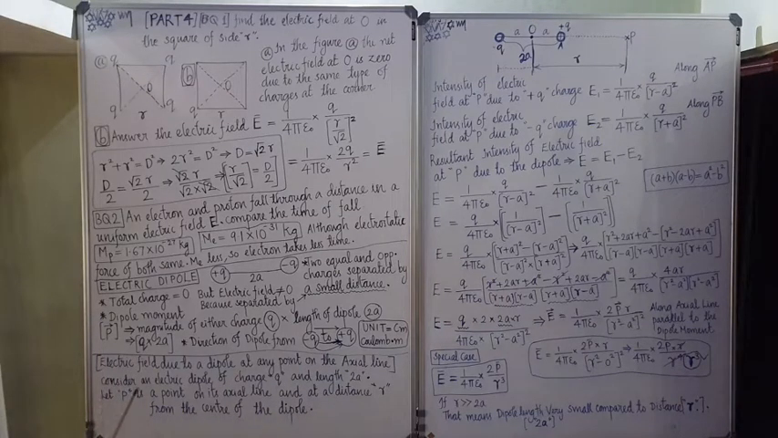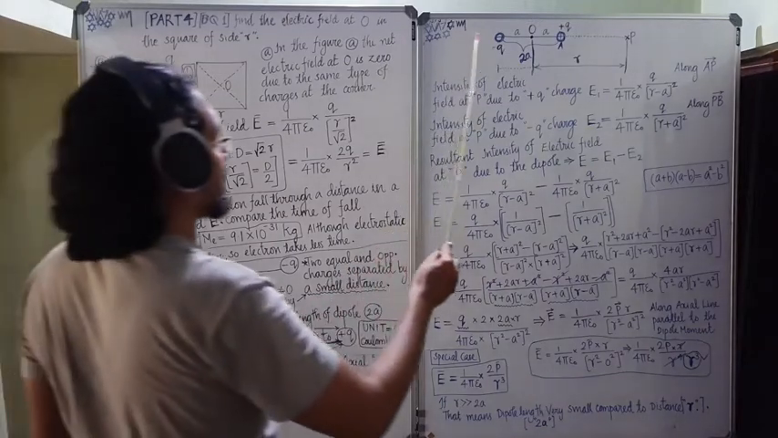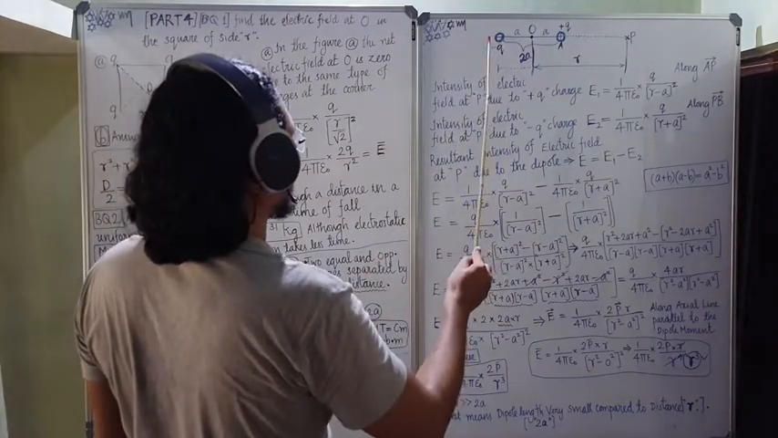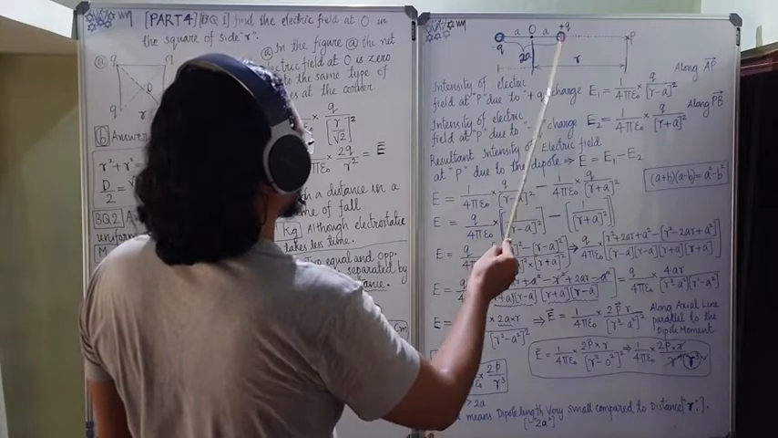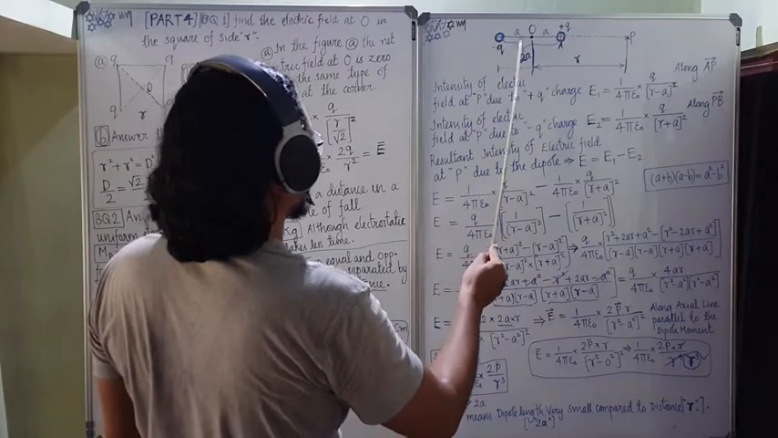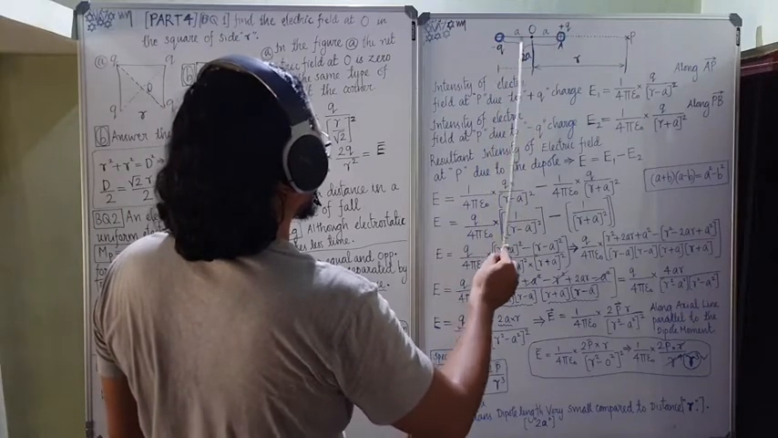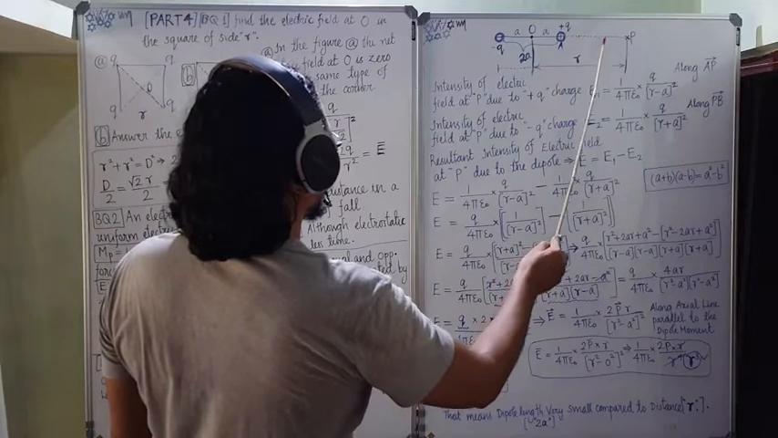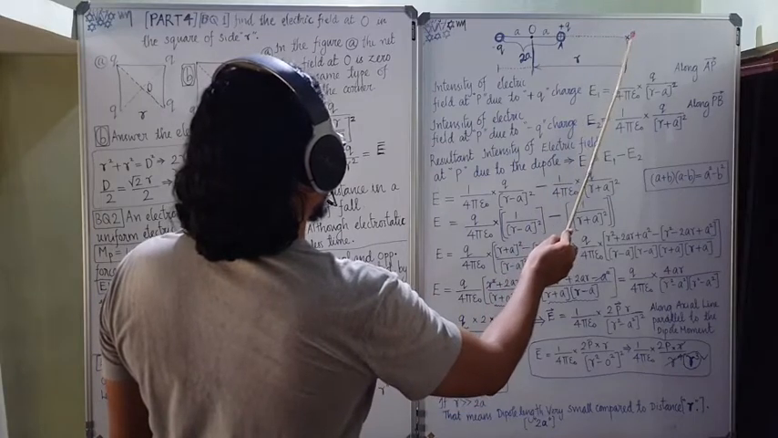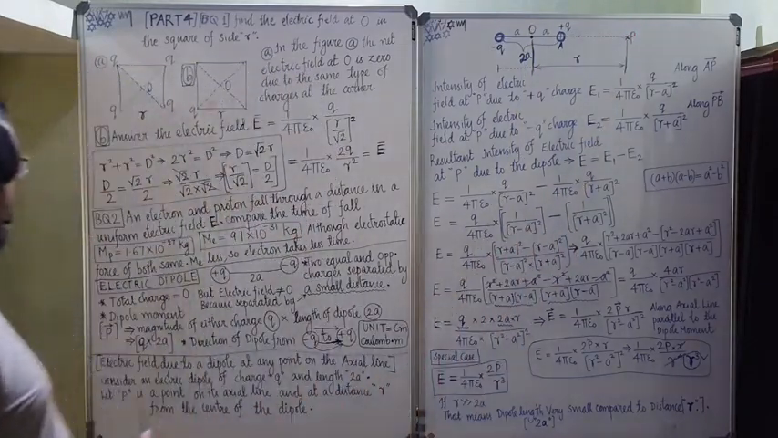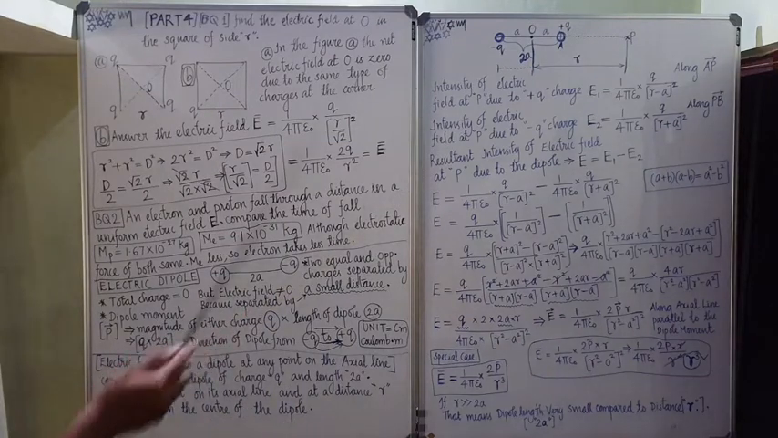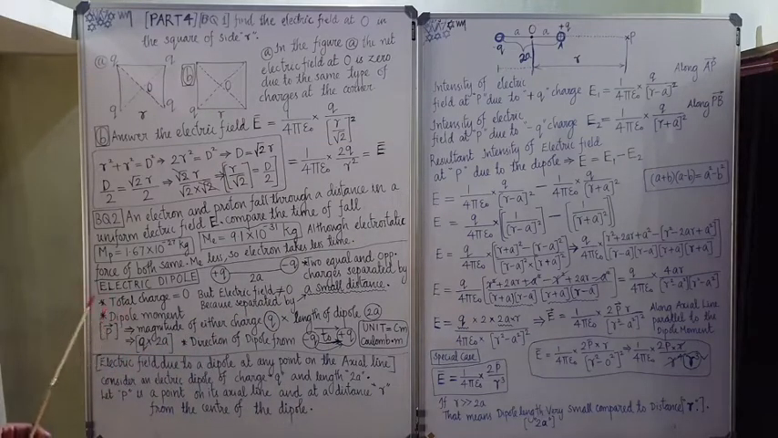That means due to a dipole there is an electric field, and we want the electric field due to that dipole at a point on the axial line. Axial means along this axis. This is the negative charge, this is the positive charge, and it has an axis around which it is symmetrical. At that axial position, when the axis is extended, there is a point, and at that point we want to find out the electric field intensity.